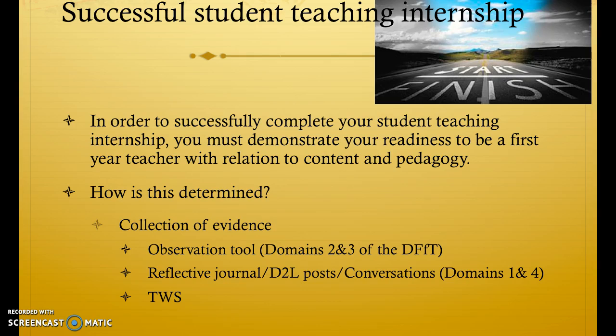Some of that evidence will be collected during your observations on the observation tool. Some of that evidence will be collected in your reflective journal, or on D2L posts, and conversations that you have with children, with cooperating teachers, with field supervisors. It's also going to be collected in your teacher work sample. We're going to look at your ability to take standards and create instructional opportunities that match the children in your class. We're going to look at, can you look at the data and see if your learning outcomes were met or not met? Be able to tell us why and what you're going to do next. Those are all really, really important practices that teachers do every day.